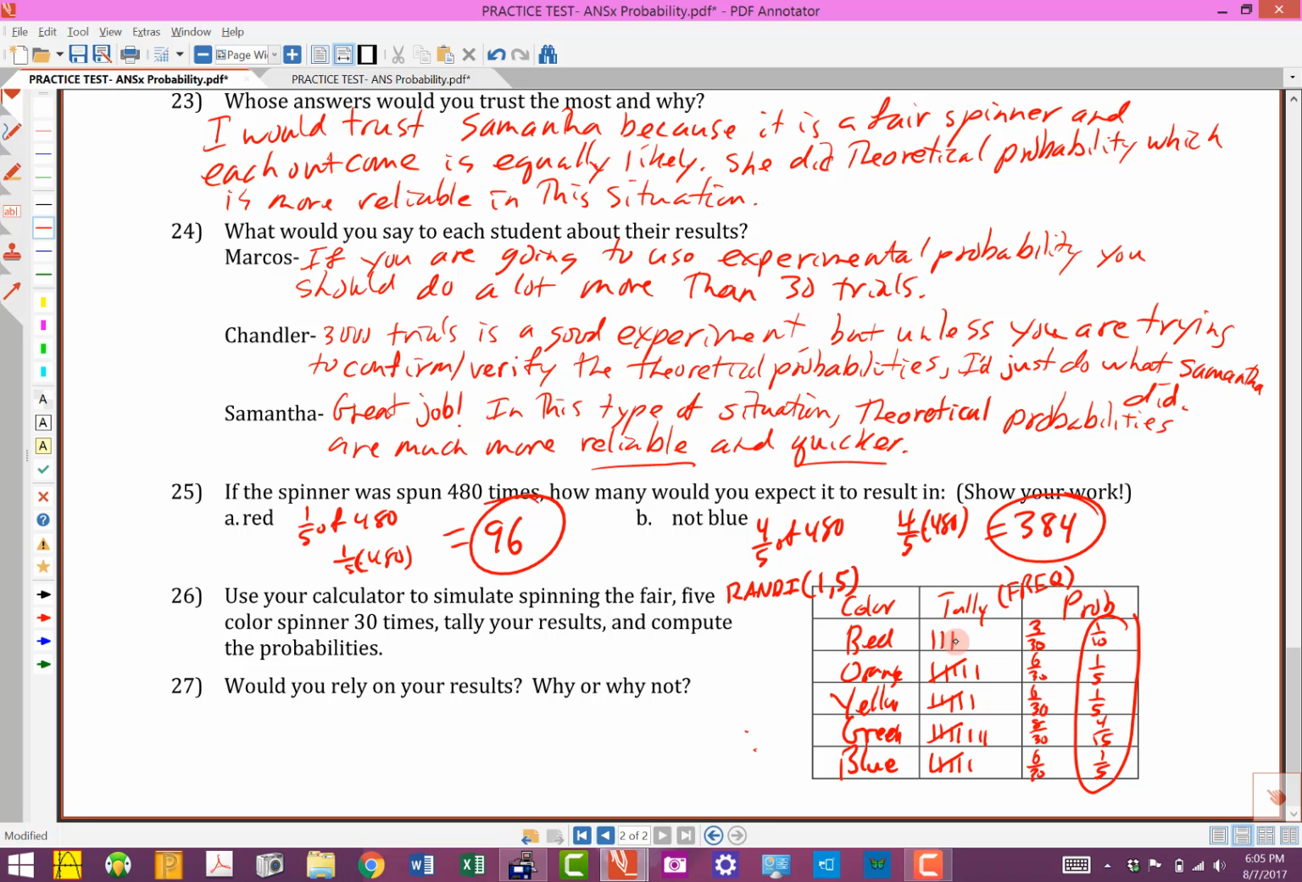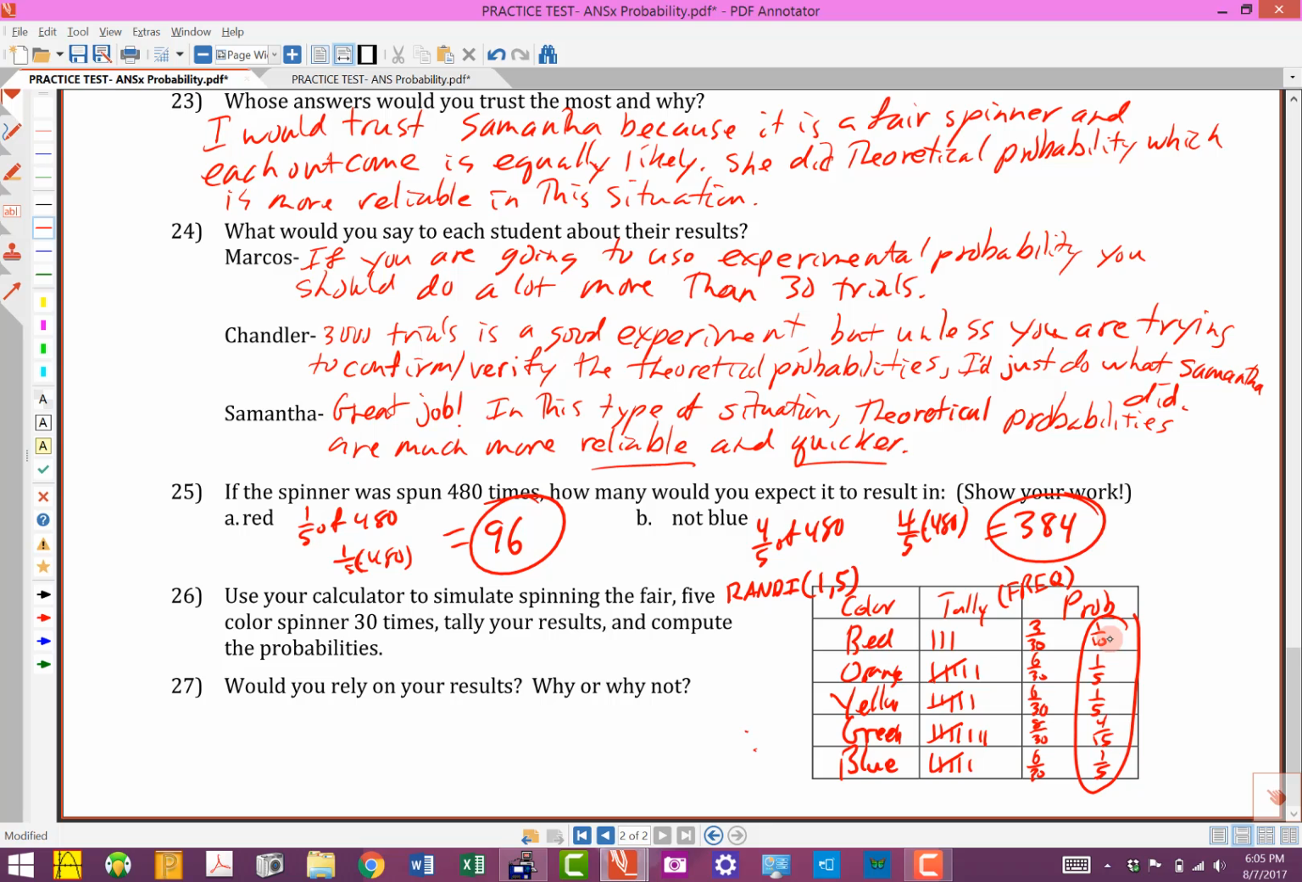I ended up with 3 and then 6 and 6 and 8 and 6. So if you'll notice when we compute that, out of the 30 trials, 3 of them were exactly 1/5, and then there was a little bit of a disparity here. We had a few too many green and not quite enough red, but a pretty good probability experiment.